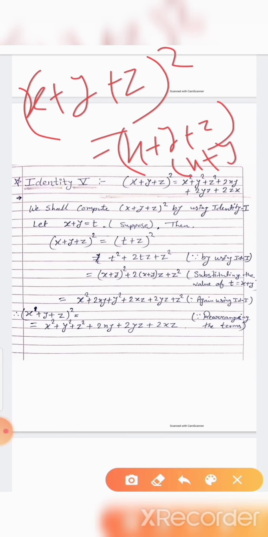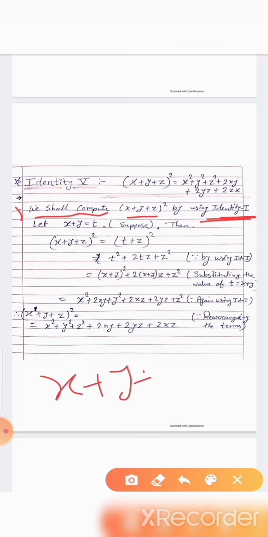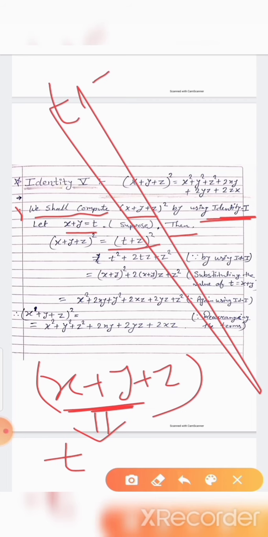But it is tough to multiply directly, so we use identity number 1. Here we shall compute x plus y plus z whole square by using identity number 1. Here we have three terms x, y and z, so we suppose these two terms as t. Let x plus y equal to t, then x plus y plus z whole square means t plus z whole square.